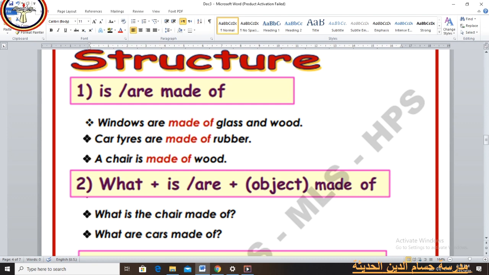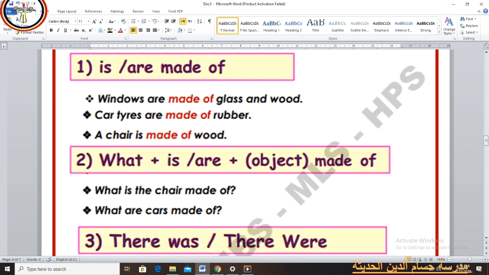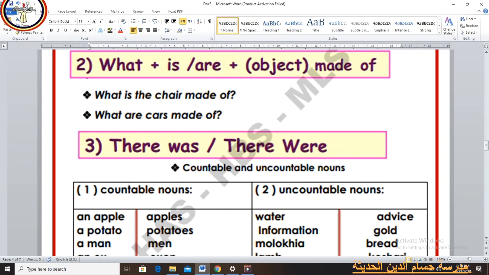A chair is made of wood. Now the question: what is or are objects made of? What is the chair made of? If we talk about the plural, we can say, what are the cars made of?